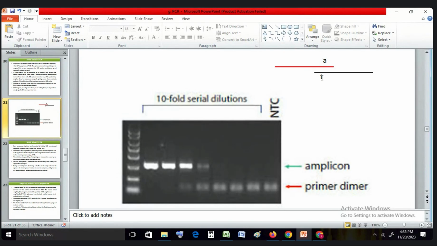Okay, now question to you. Do you expect non-specific annealing to the template during this time? Do you understand the question? Like you are adding your template, you are adding your primer, and do you expect during this PCR preparation your primer binds to the template DNA specifically and also non-specifically? Is it possible?